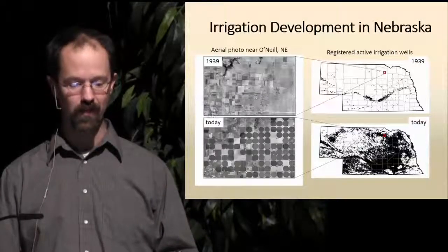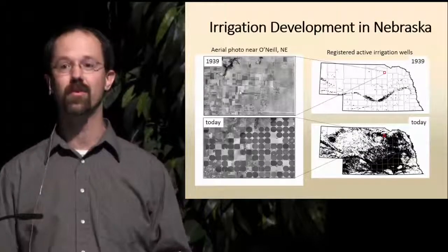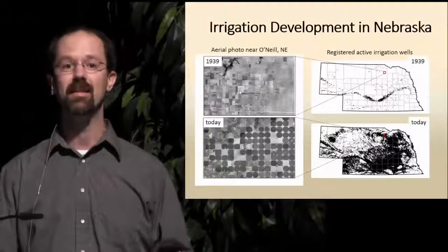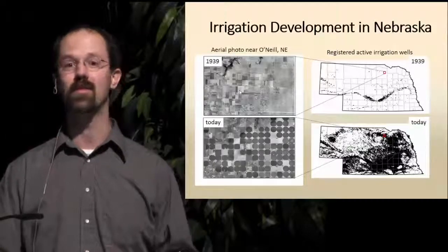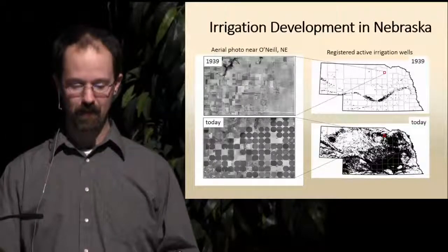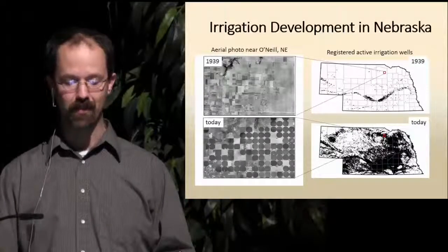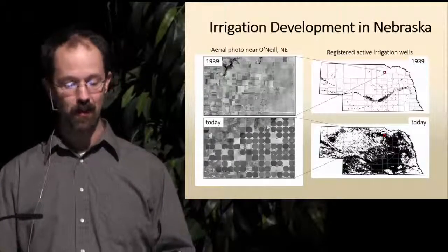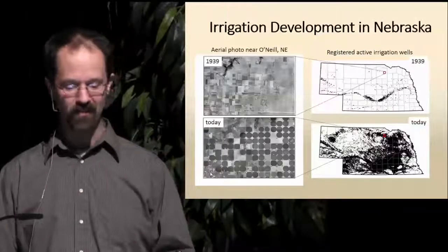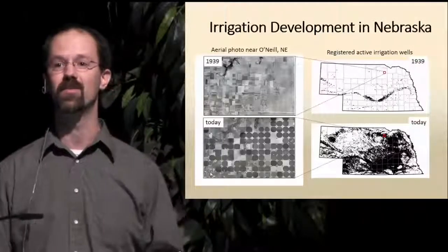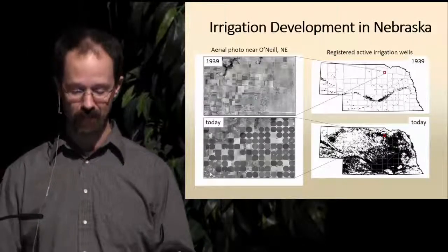O'Neill is down in this corner. We see smaller plots growing mainly grains, things that can grow in the drier climate of Nebraska, things like wheat, things like sorghum. Following World War II, after the expansion of irrigation, we see the same aerial photo. Here's O'Neill again, and we see mainly center pivot irrigation growing things like corn and soybeans.